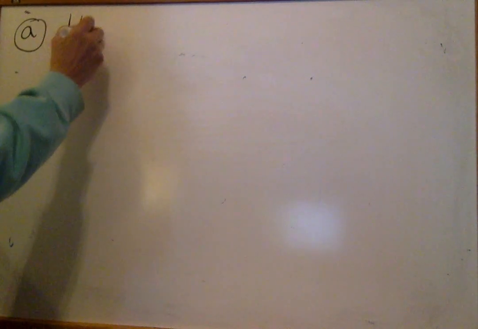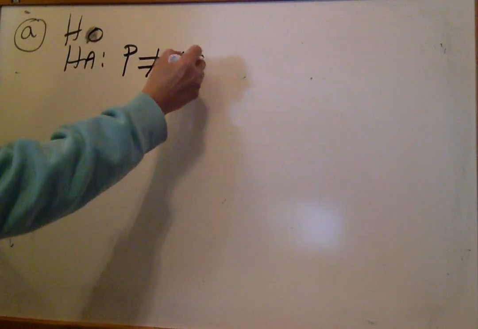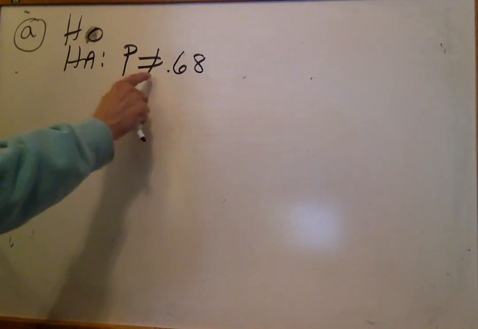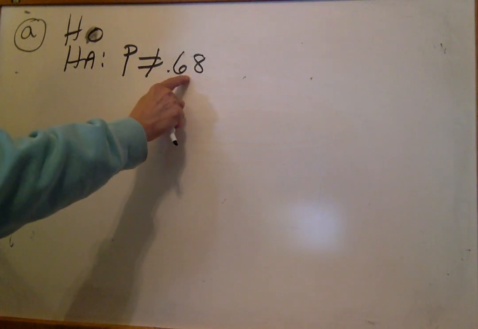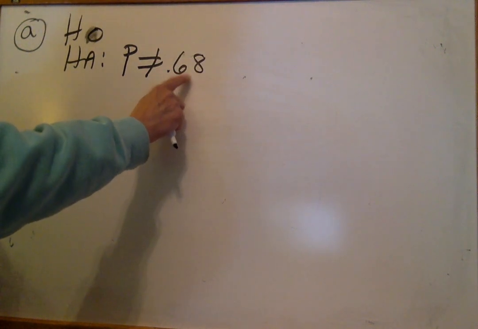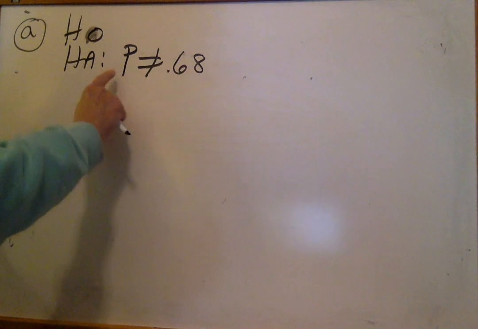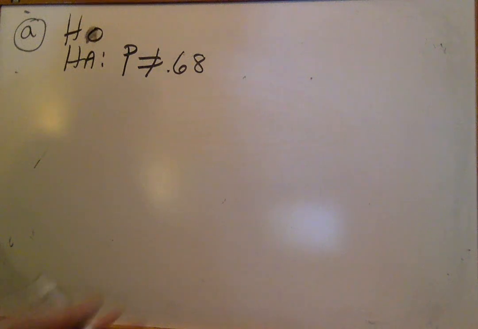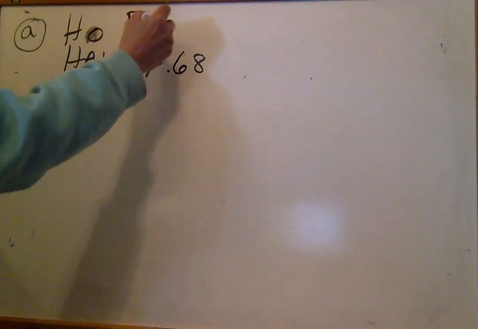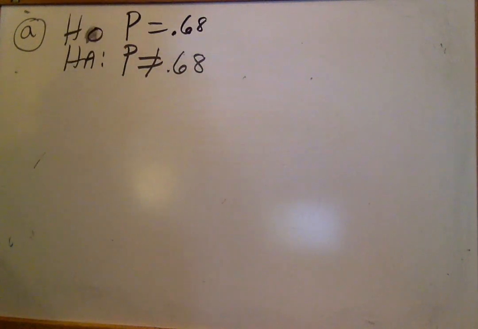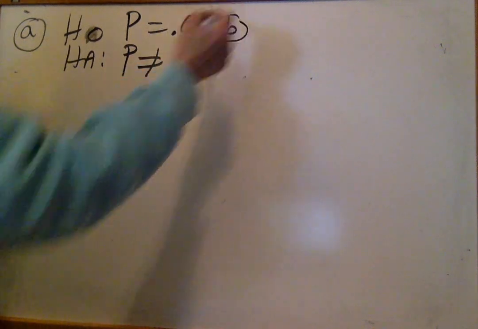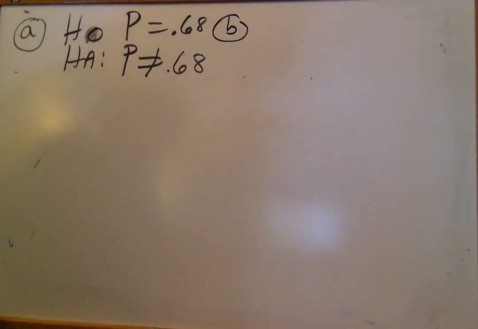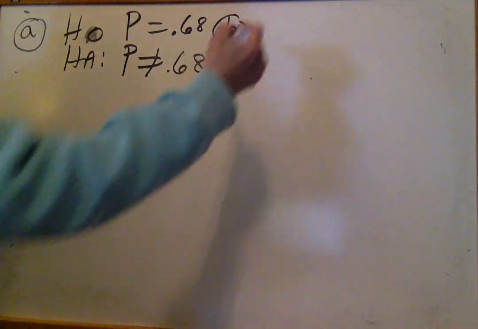All right, set up the hypothesis. The question goes into HA. Is Alaska different from America? But we know what America is. America is 0.68. Is Alaska different from America? We're just translating words into mathematics. H0 is always equality. Part B, you need to state what that P is. Now don't say the word mean anymore because we're on proportion.